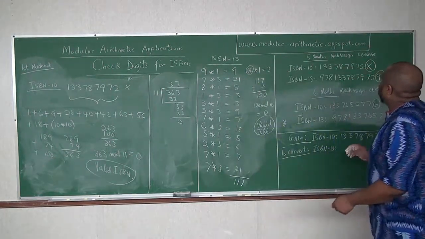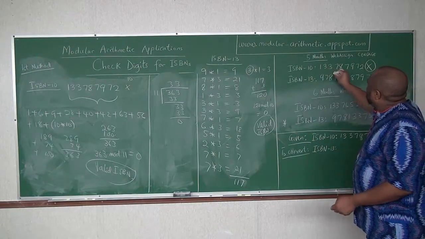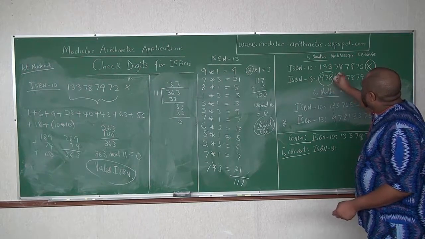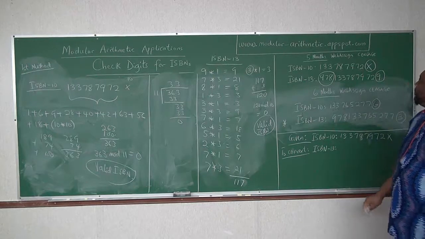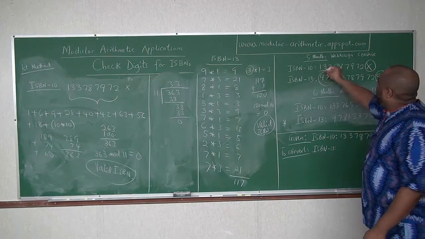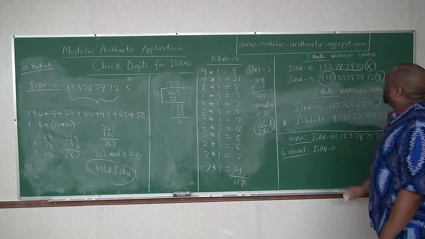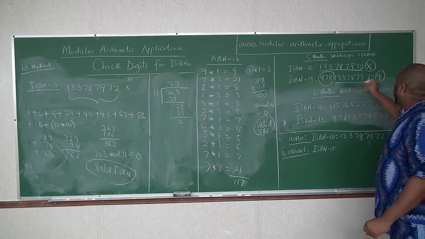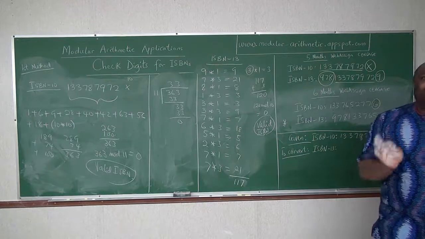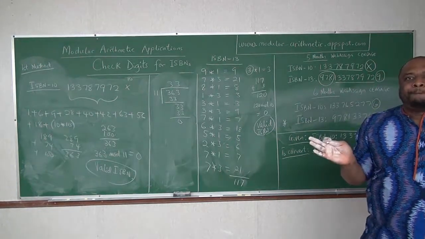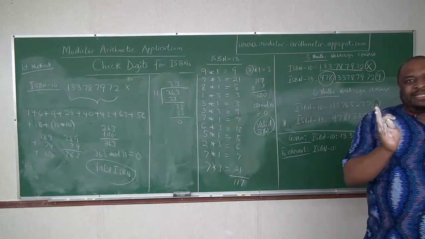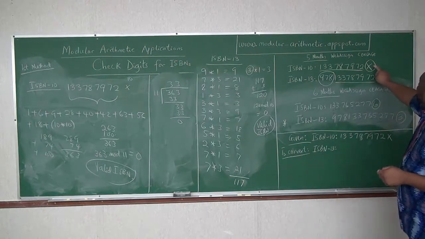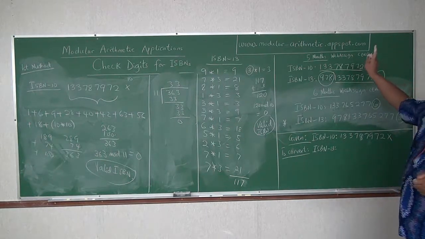If you look at this 978, and you see that this whole thing here, 133787972, is the same thing here without the check digit, you just affix that 978, and then this check digit should be off.